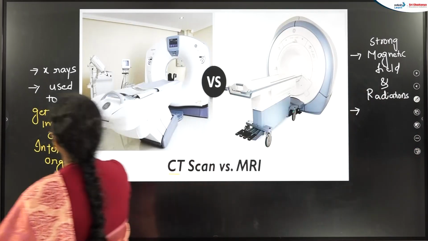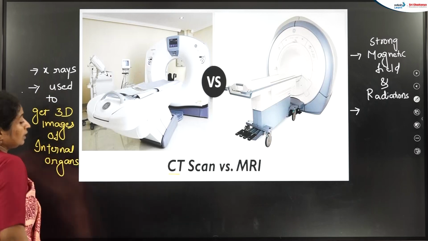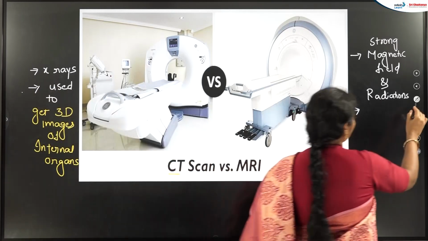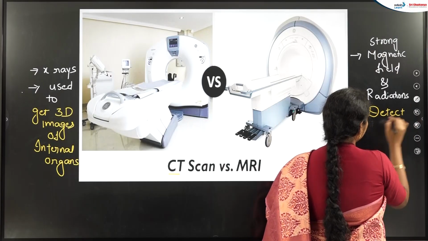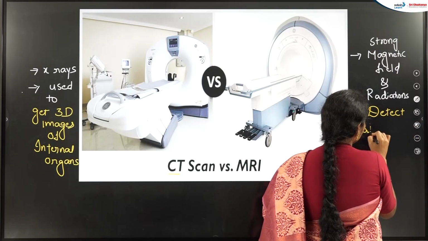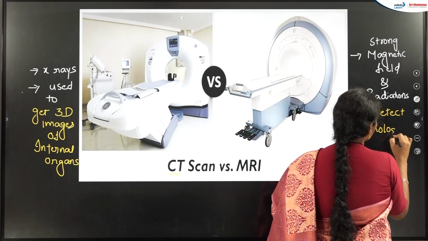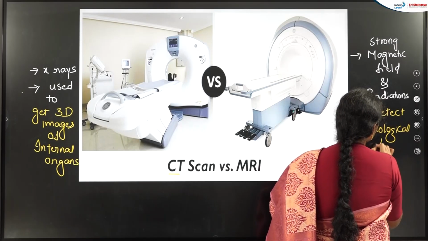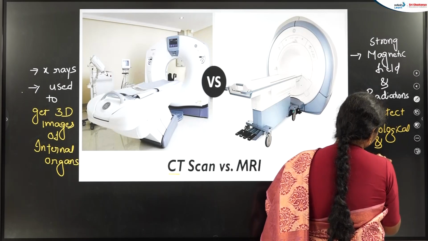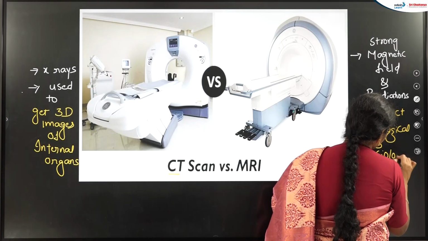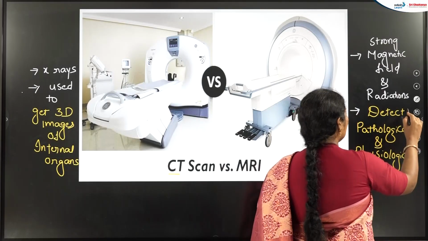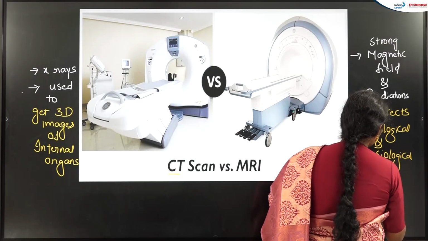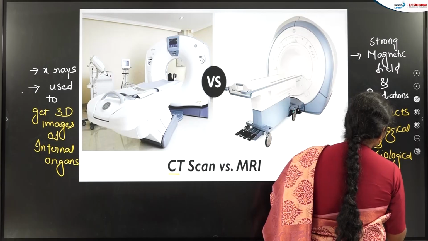And the use of MRI is that it will detect pathological and physiological changes. This is an important point of MRI. It detects the pathological and physiological changes in the living tissue.